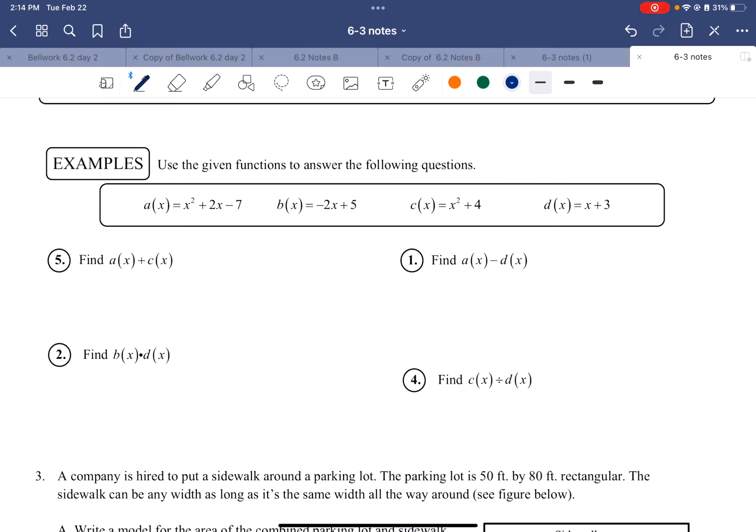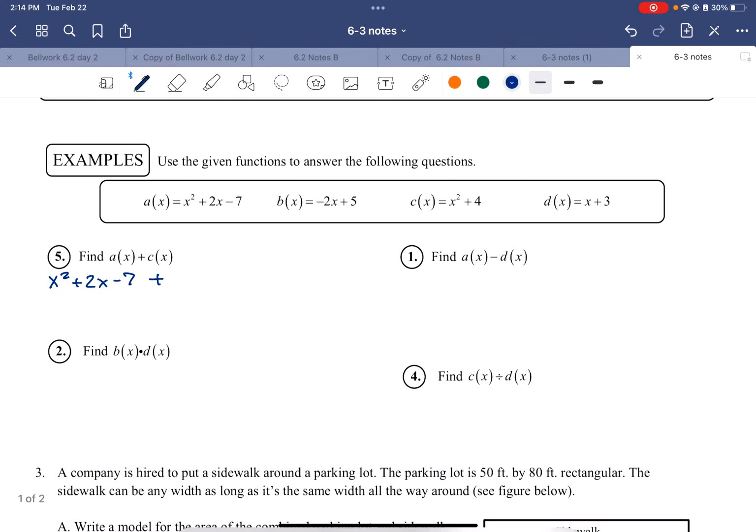So starting with example 5, yes, I know these are in a completely random order, but the first example we're going to do is example 5. So we're going to add function A and function C. So let's go ahead and write what those 2 functions are. Function A is x squared plus 2x minus 7. And we're going to add function C, which is x squared plus 4.